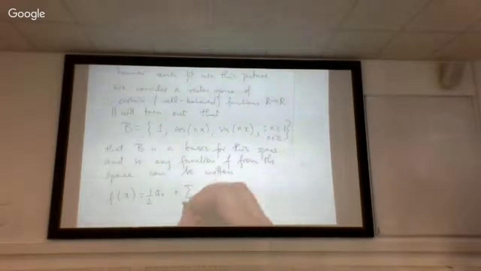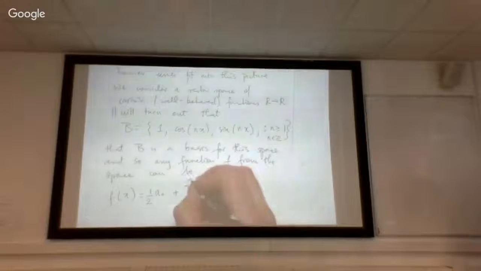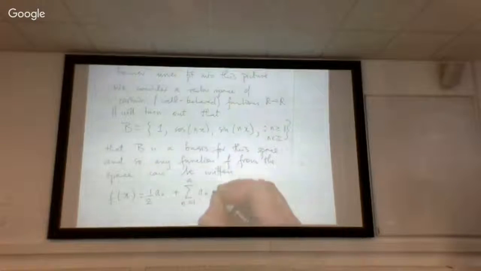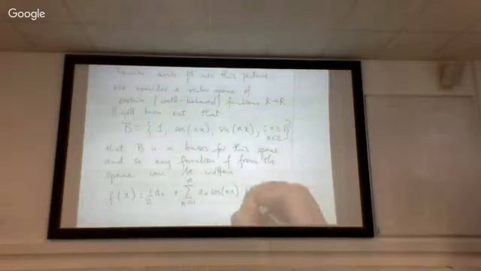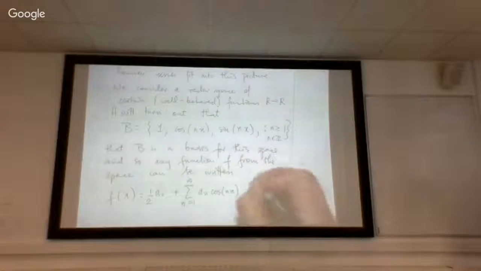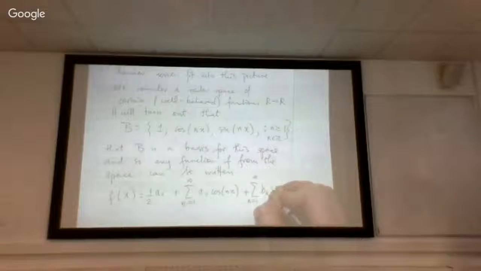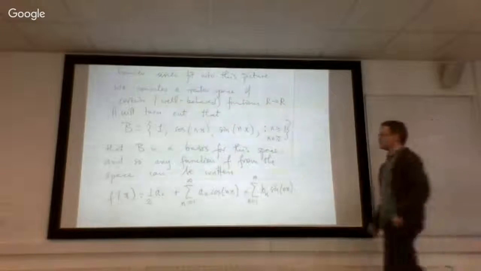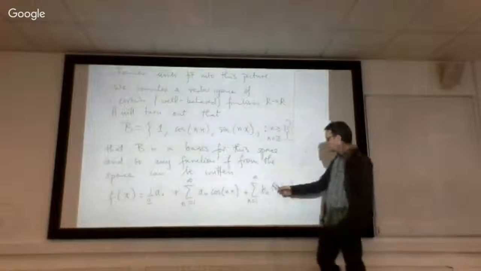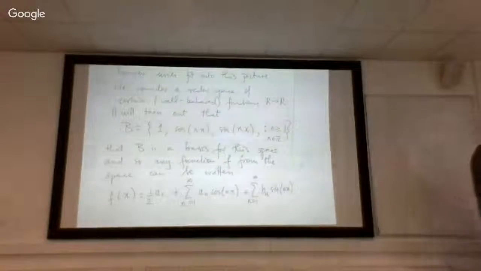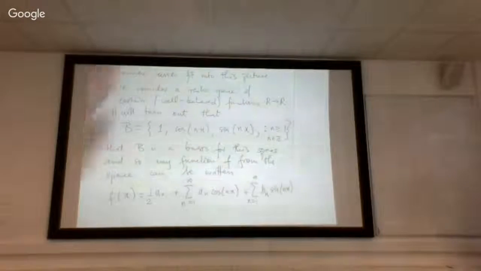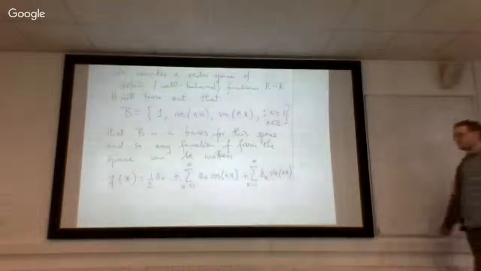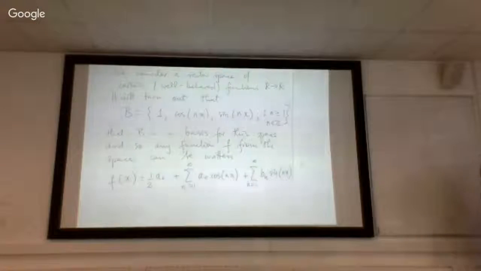Then you've got an infinite linear combination of cosine functions and a second infinite linear combination of sine functions. And this choice of notation, an for the coefficients of the cosine functions and bn for the coefficients of the sine functions, is quite traditional notation to use in this area. You'll see that same A and B notation being used in most texts that you look at.